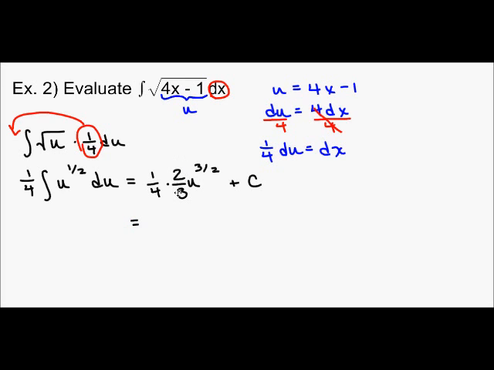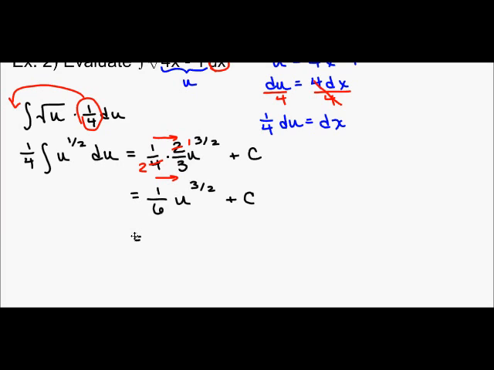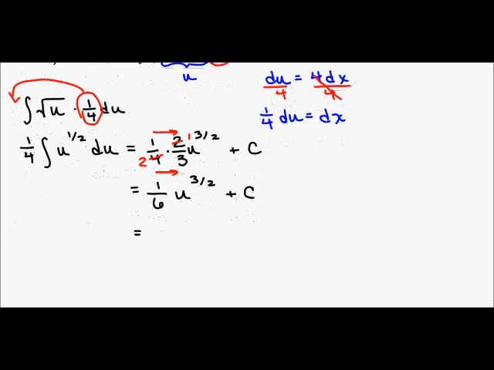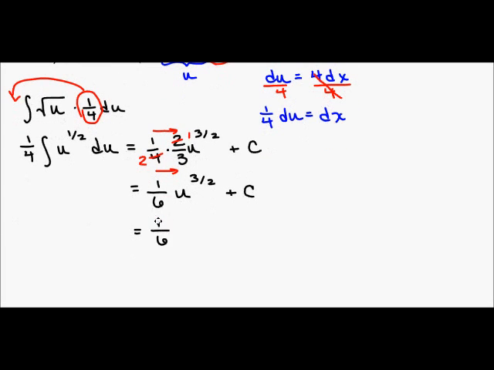Okay, multiplying my fractions, I'm going to multiply them straight across. Well, I can actually cross cancel first. So that becomes a 1, that becomes a 2. So I have 1/6 u to the 3/2 plus c. But don't leave the u there. U equals 4x minus 1. So put the 4x minus 1 back in there.